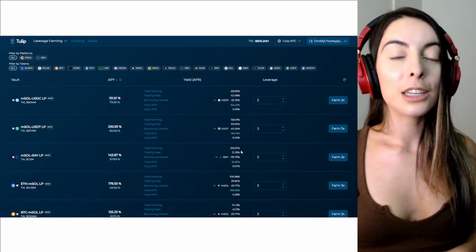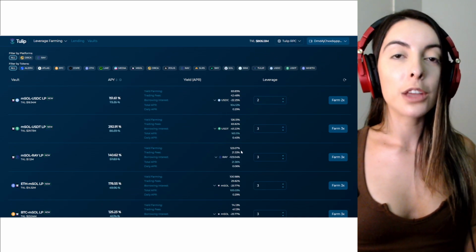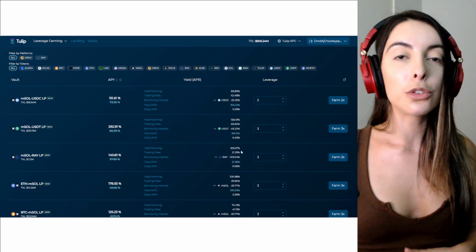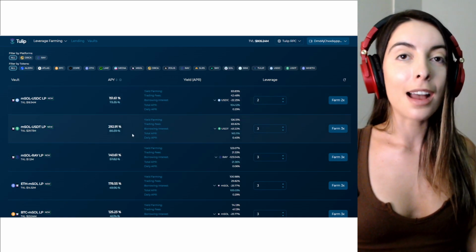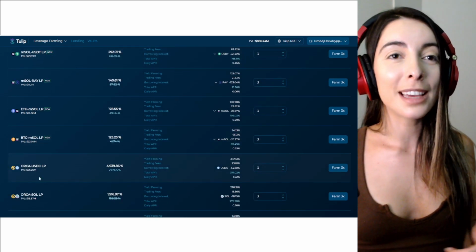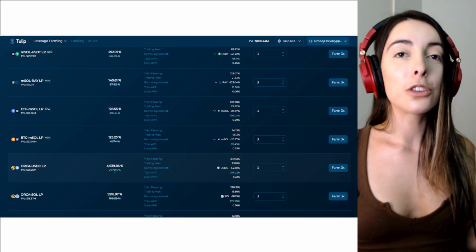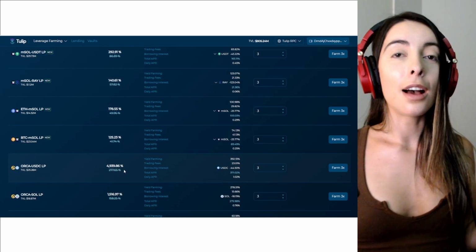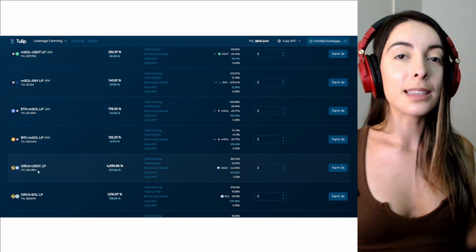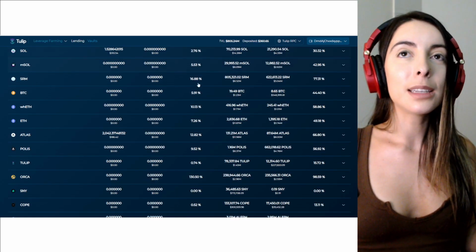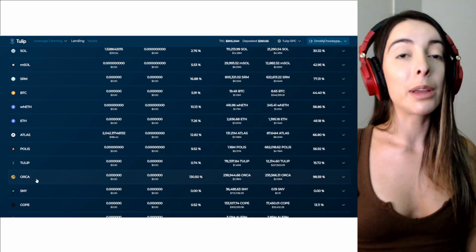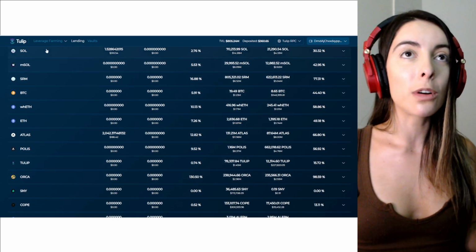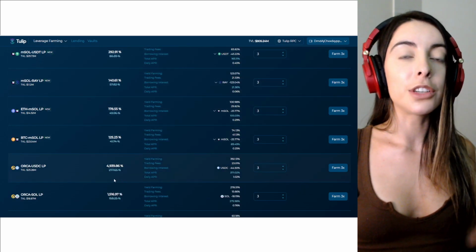Okay, so now we're going to get into leveraged yield farming, which is where you essentially borrow funds in order to receive crazy APYs. So the APYs are insanely high. It's wild. You can get 4,939% APY on Orca and USDC. And, you know, going back to the lending protocol, that's probably why Orca was overutilized and borrowing was suspended, because people are borrowing Orca to earn on this leveraged yield farming.